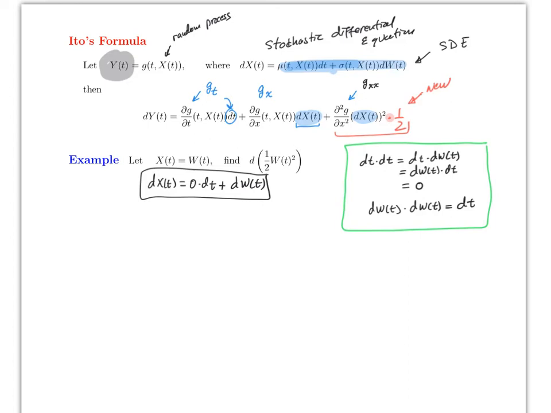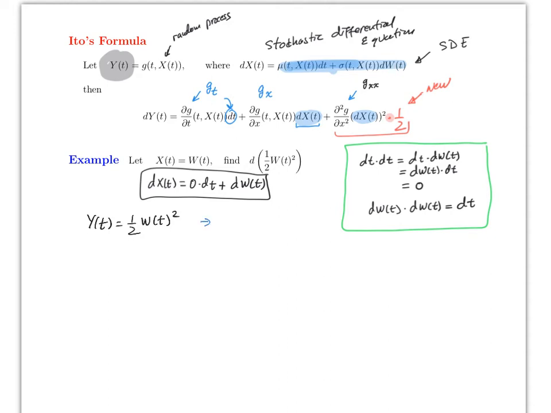Here, notice that you're pretty much trying to find this. Y_t is equal to 1/2 W_t squared, or X squared.